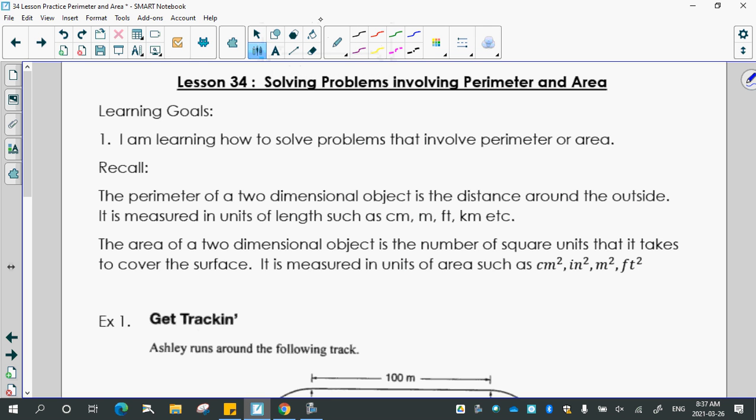All right, so our learning goals are to learn how to solve problems involving either perimeter or area. You can put your mouse down.